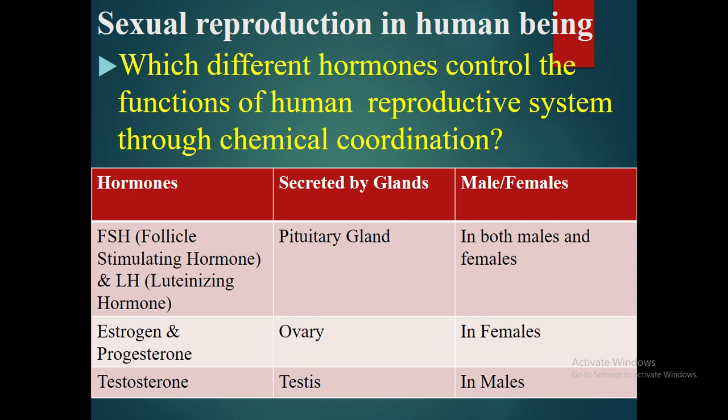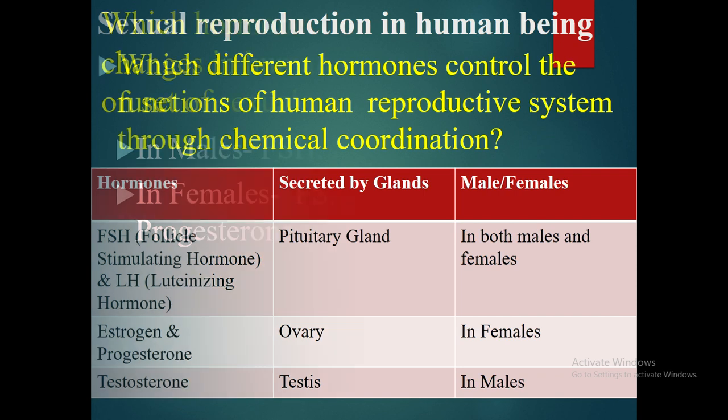रहे हैं. So we are going to see here the first hormone is FSH, follicle stimulating hormone, and LH, luteinizing hormone, which is secreted by the pituitary gland. It is present in both male and female. Estrogen and progesterone, it is secreted by ovary only in females, whereas testosterone secreted by testes in males.